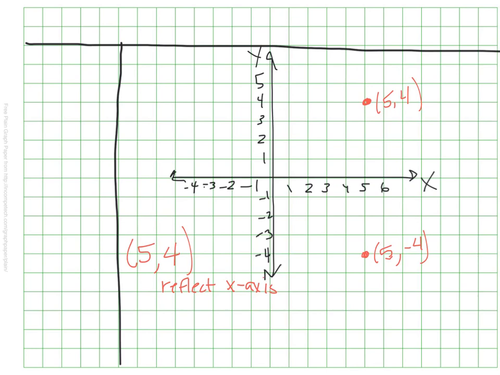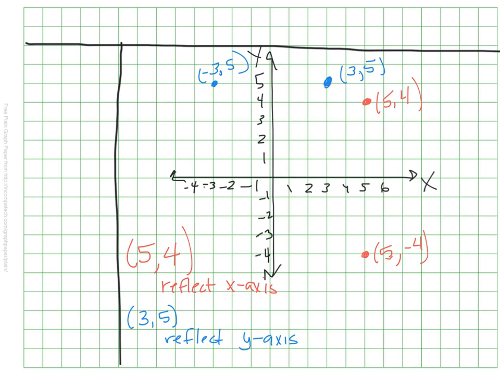Let's try one more. This time, let's plot the point 3, 5, and let's reflect it this time across the y-axis. So take a moment to plot the point 3, 5, and then also to plot where it would land, if you reflected it across the y-axis. How'd you do? This time, your point should have been reflected to the coordinate point -3, 5.